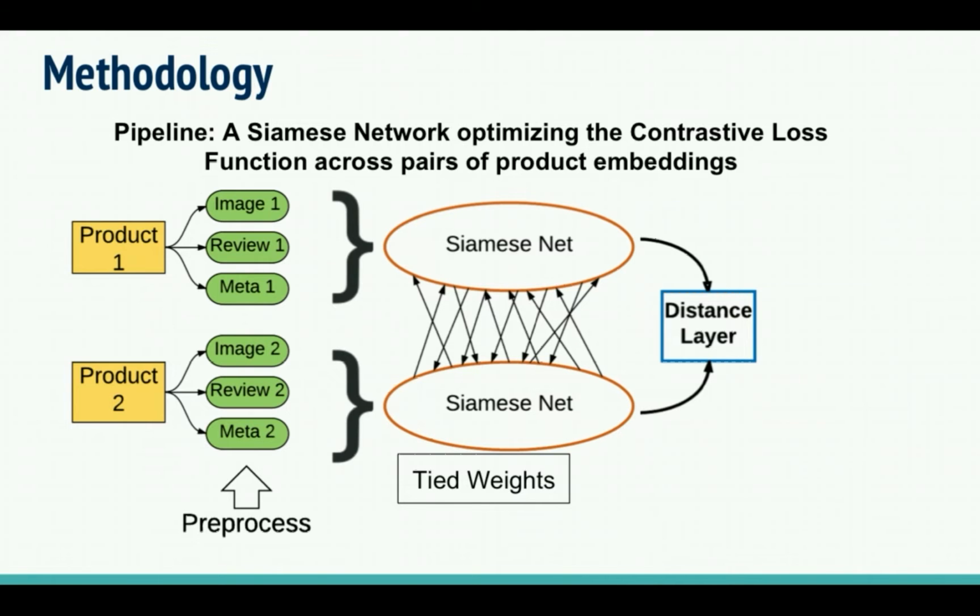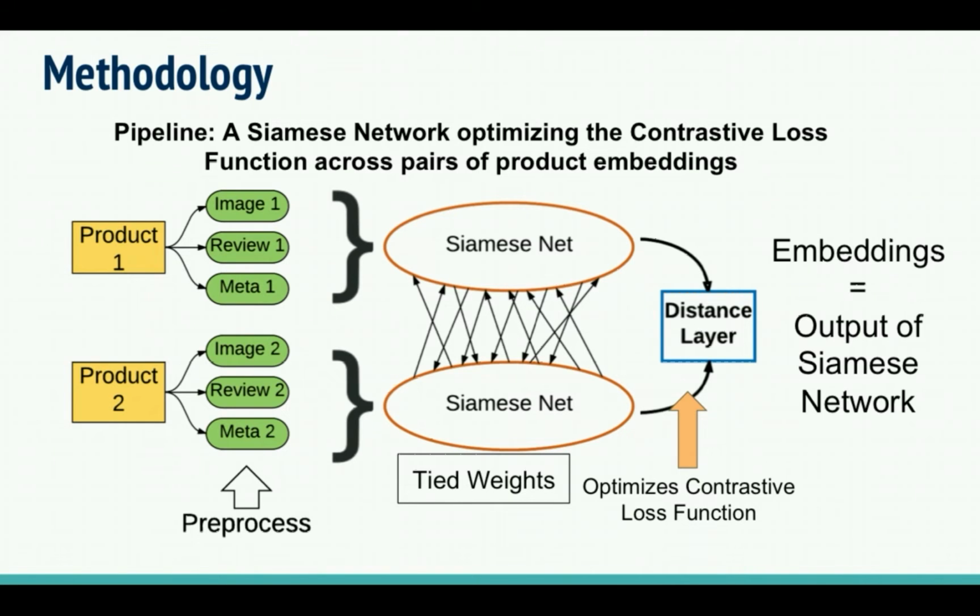The output of these layers is then fed into a distance layer that uses the Euclidean distance between the two vectors and optimizes the contrastive loss function to ensure that similar products are embedded close together. I'll be describing the contrastive loss function in more detail in later slides. Finally, the embeddings that we obtain for both products are the outputs of the Siamese network. So for figuring out the embeddings, we remove the distance layer and consider the output as a final embedding.